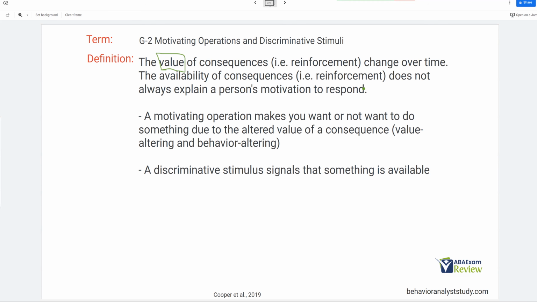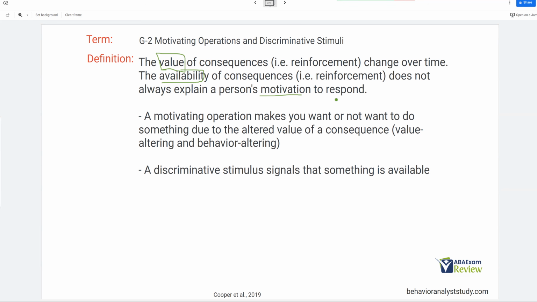It's the reason we always want to try to vary our reinforcement and have a bunch of different reinforcers available because the value of things change. We learn, we get older, we change as people. That's just the reality. Now, the availability of those consequences doesn't always explain a person's motivation to respond. In other words, if I had pizza available today, I might be willing to respond or work for it. If there was pizza available tomorrow and it was no longer valuable, well, my motivation is going to change.